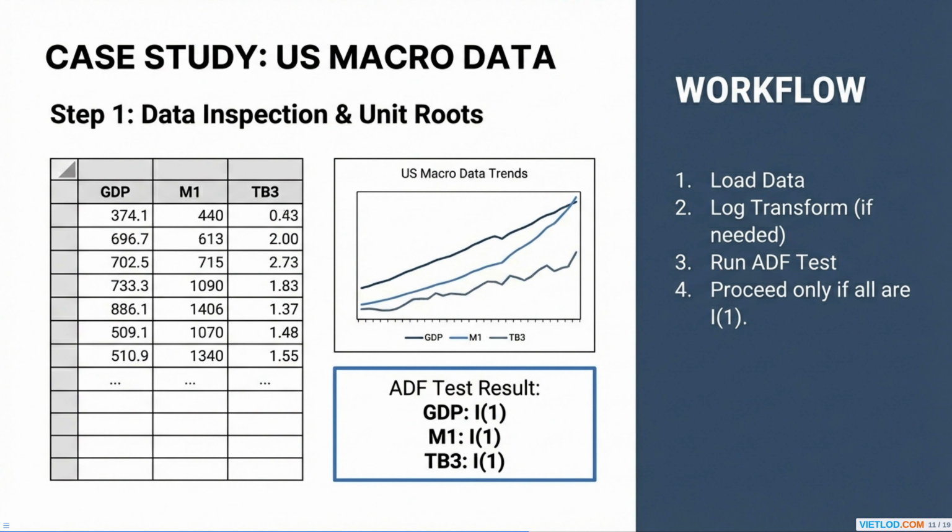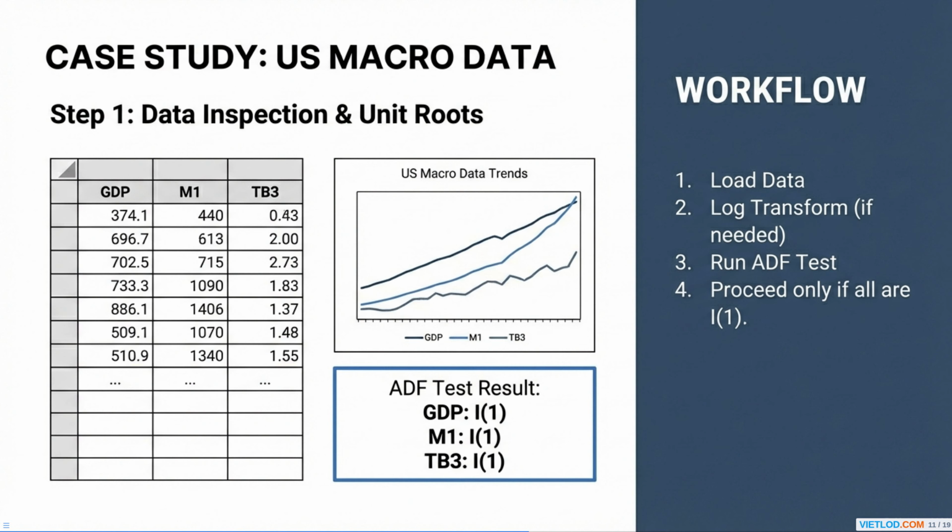We begin our case study with U.S. macroeconomic data. The crucial first step in any time series analysis is data inspection and unit root testing. On the right, you can see our workflow. First, load the data. Second, apply log transformations if necessary to stabilize variance. Third, run an augmented Dickey-Fuller, ADF, test for unit roots. And finally, proceed only if all variables are found to be integrated of order 1, or I(1).